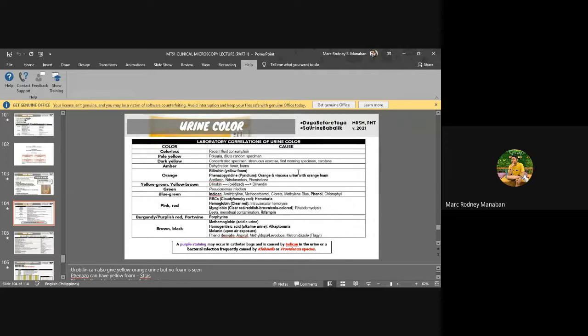All right? Now, take note, hemoglobin is clear red. Most common cause is intravascular hemolysis. All right? For myoglobin, it could be clear red, or reddish brown, or cola colored. So, mura siya soft drinks, mura siya Coke, no? So, main cause ana is rhabdomyolysis. When we say rhabdomyolysis, that is muscle destruction, no? Muscle trauma, okay? Muscle injury, no?